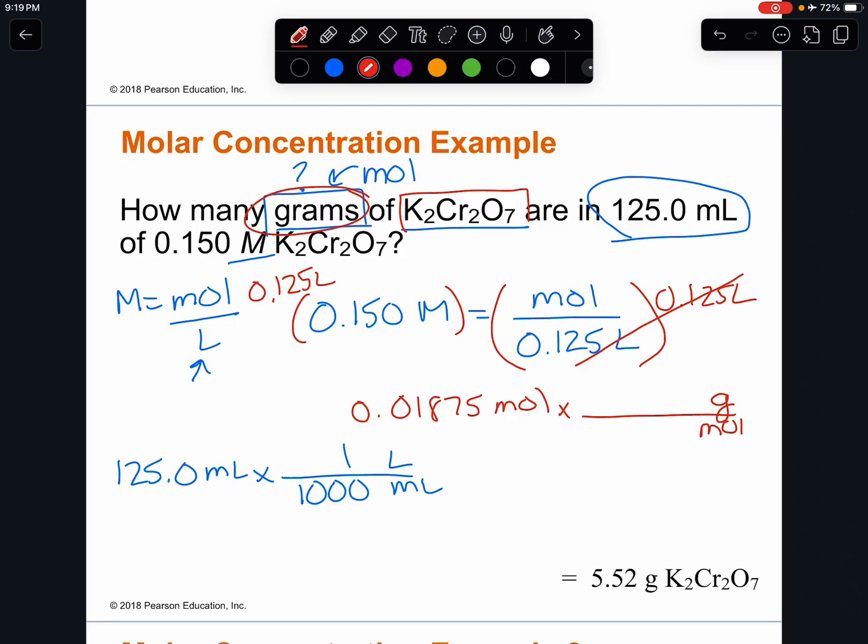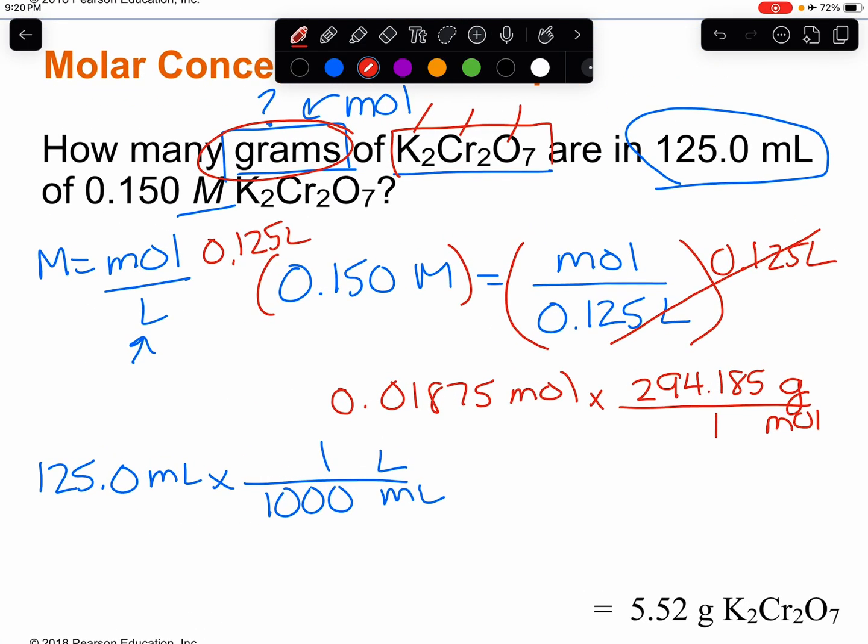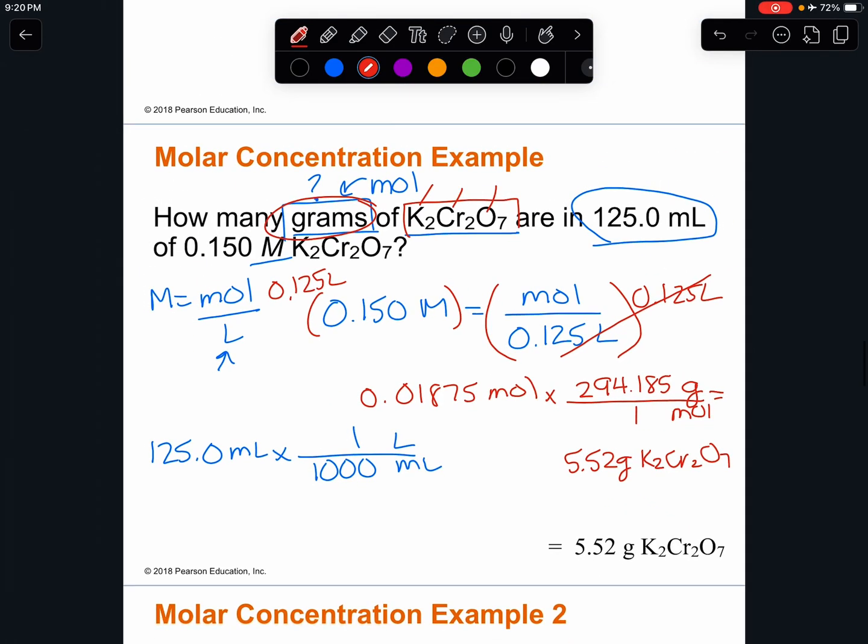And the big part of this is you need to calculate the molar mass of this. Oftentimes I will give it to you to save you time, but sometimes you'll have to calculate it. So I would look up 2 potassiums, 2 chromiums, and 7 oxygens and add those together, and I would go ahead and get 294.185. Remember, that goes in the gram spot, so I'm going to go ahead and multiply those numbers, and I end up with 5.52 grams of this K2Cr2O7.